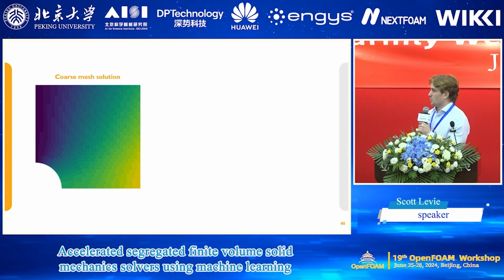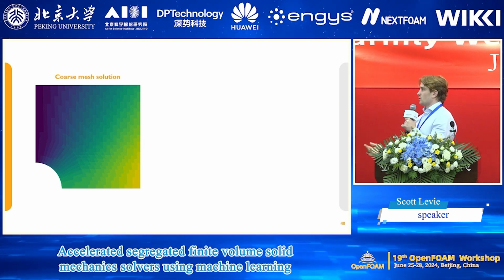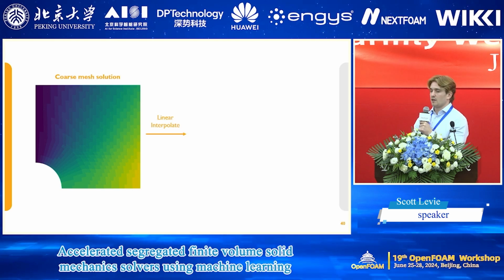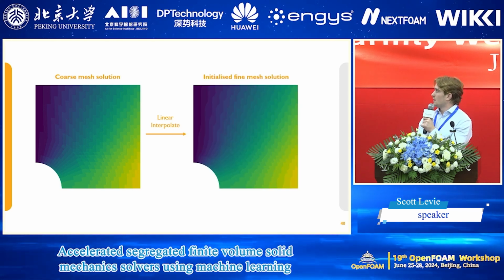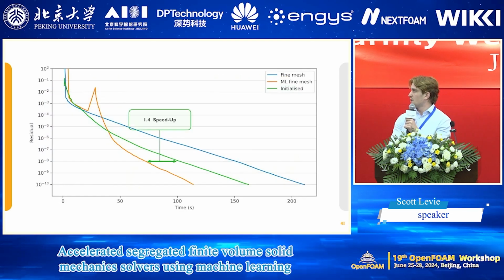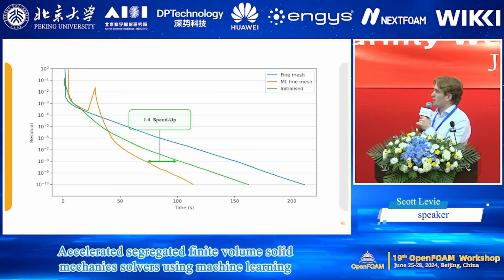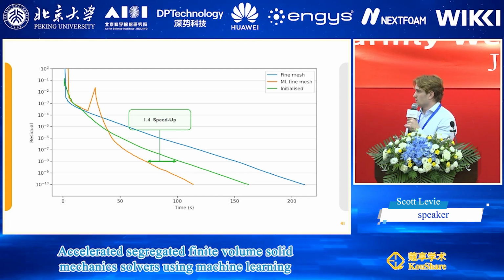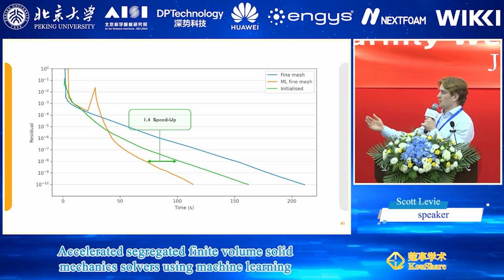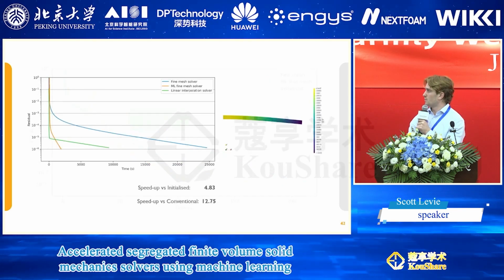So then a reasonable suggestion would be, if I had the coarse mesh solution, why not just linearly interpolate this to the fine mesh and use this as my starting point? I tried this, and this does work better than the conventional case, but not as well as the machine learning case. If you were to compare it to this method, it's about a 1.4 speed up.